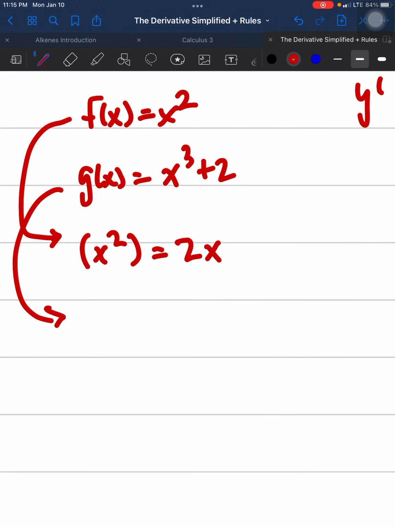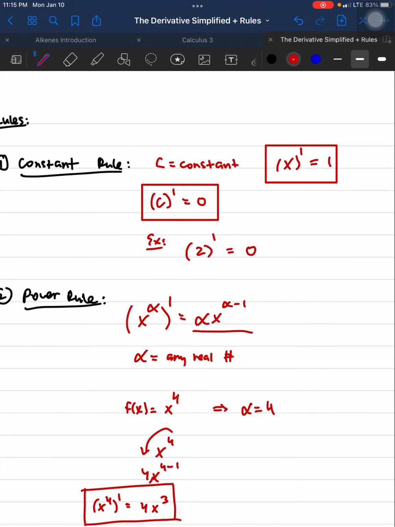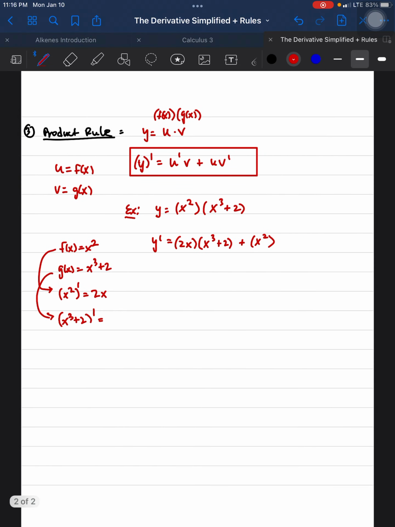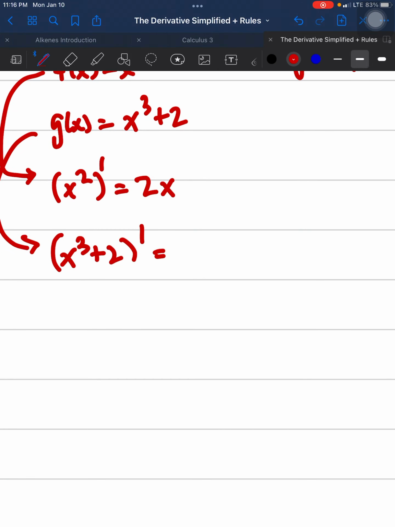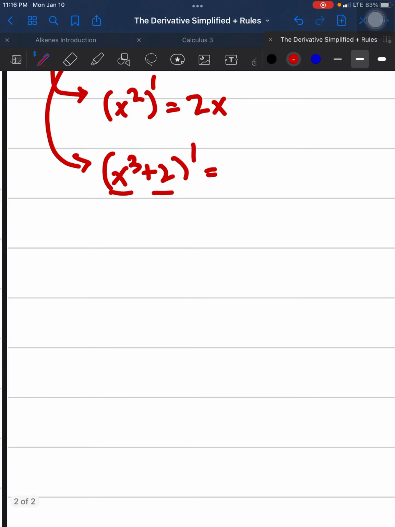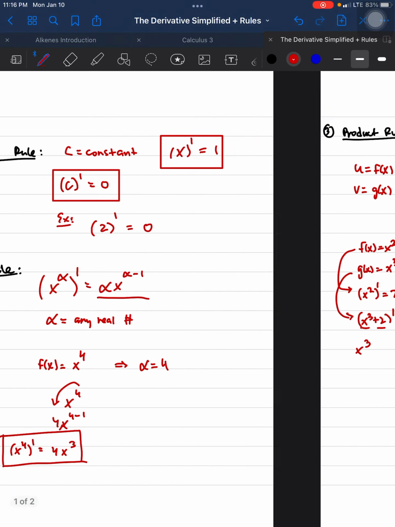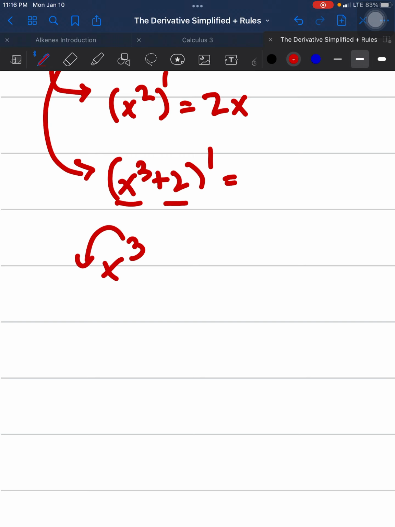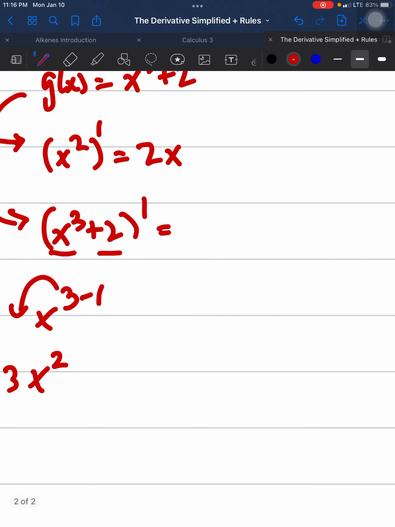and the derivative of x cubed plus 2. In this function, I already taught you the constant rule and the power rule. This is a combination of both rules. So there's gonna be two derivatives here, one for the variable, one for the constant. So the derivative of x cubed is just like how we did it before. We bring down the 3, subtract 1, and the derivative is 3x squared.